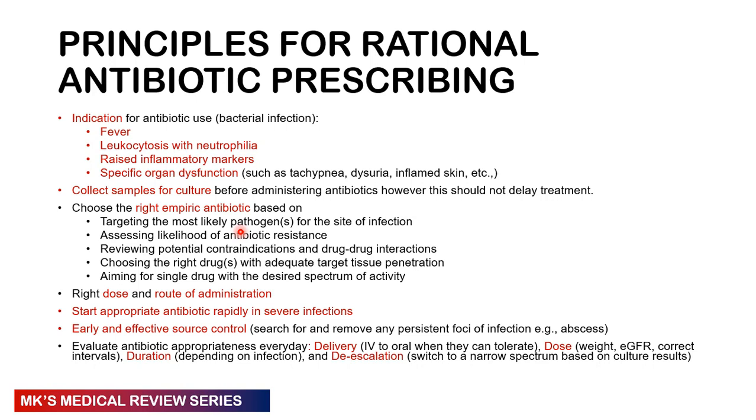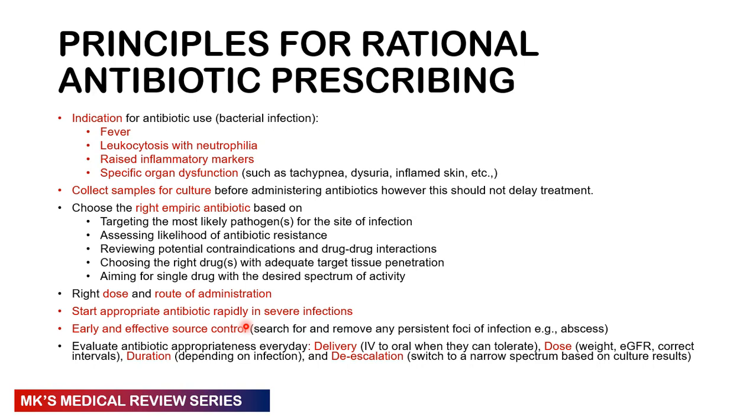Then of course, aim for a single drug that has a desired spectrum of activity. If you have no such drug, then you can combine some drugs. Then of course, you should have the right dose and the route of administration. You should start the appropriate antibiotic therapy rapidly in severe infections. Then of course, you should remove any source of infection, control the source of infection. If there is pus that is collected somewhere, make sure that you drain that.